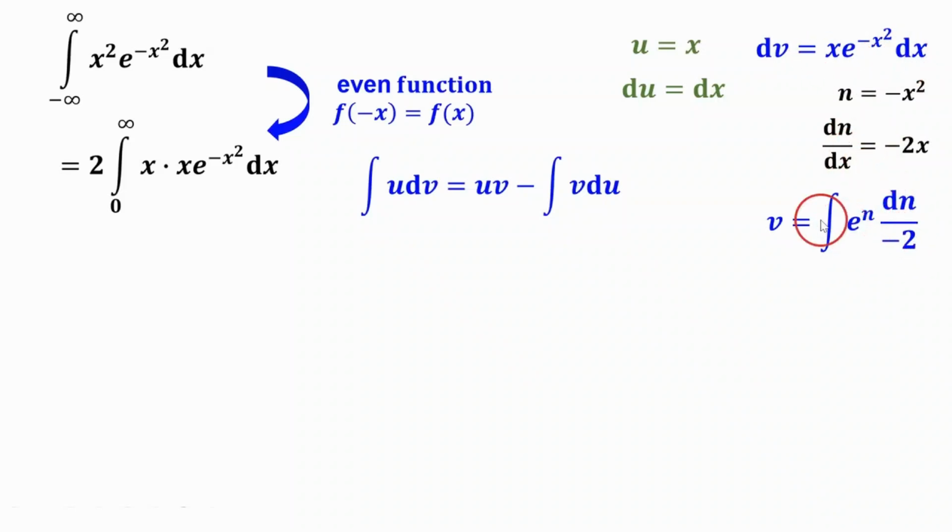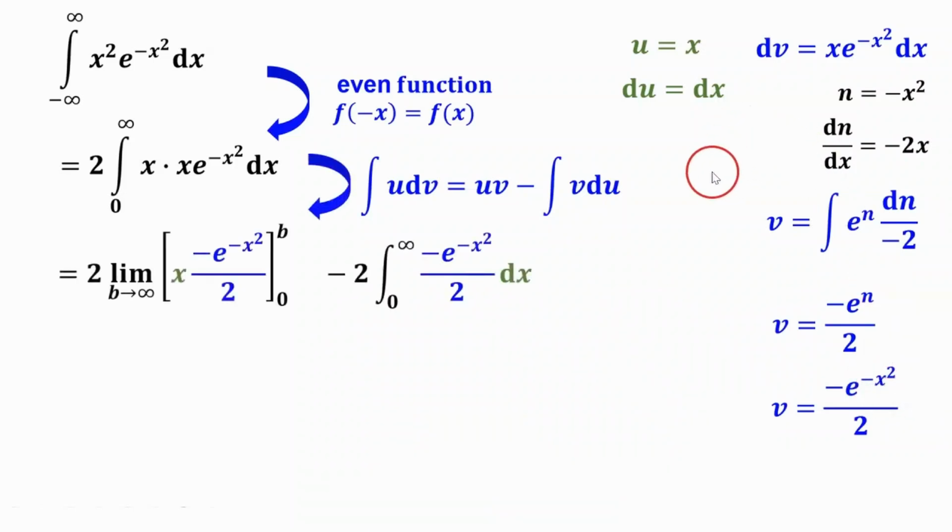Okay, I hope that's clear. Now we can integrate e to the n. That's our friend. It's itself. E to the n. And this negative 1/2 comes along for the ride. And now I'll just rewrite this in terms of x rather than n, because we're dealing with x. And n is negative x squared. So I substituted it back.